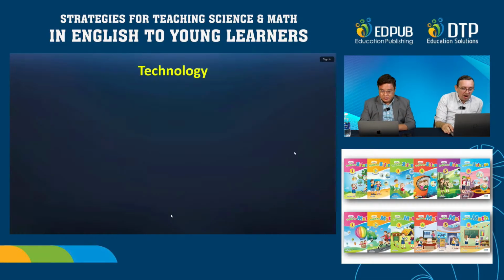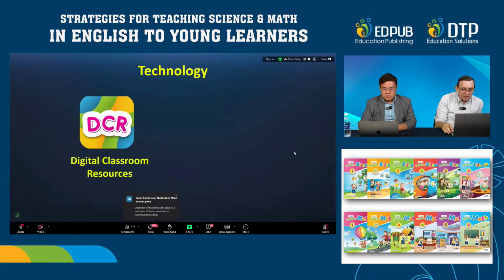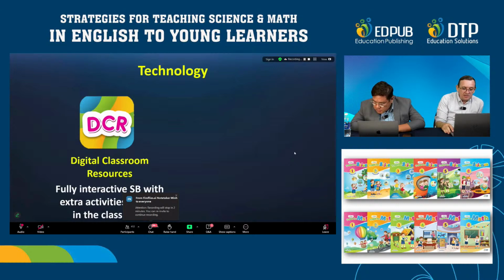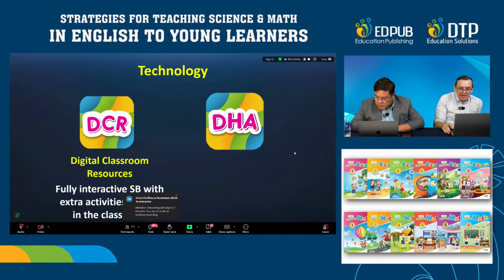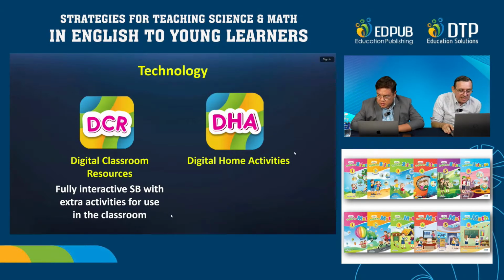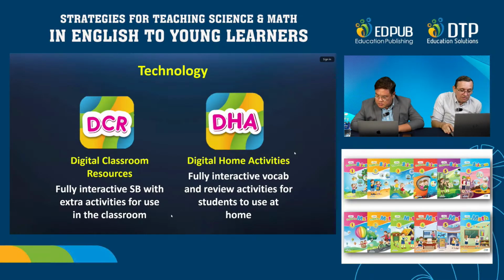Technology is a big part of helping with math and science. And I've shown you the DCR, which is Digital Classroom Resources. This is the software that's an interactive student book with extra activities for use in the classroom. We also have a DHA, which is the Digital Home Activities. And actually, this is fully interactive vocab and review activities for students to use at home. So it's similar. There are activities to practice the concepts, the language, and the vocabulary. And students can do those at home. You can even use them in the classroom if you have time.